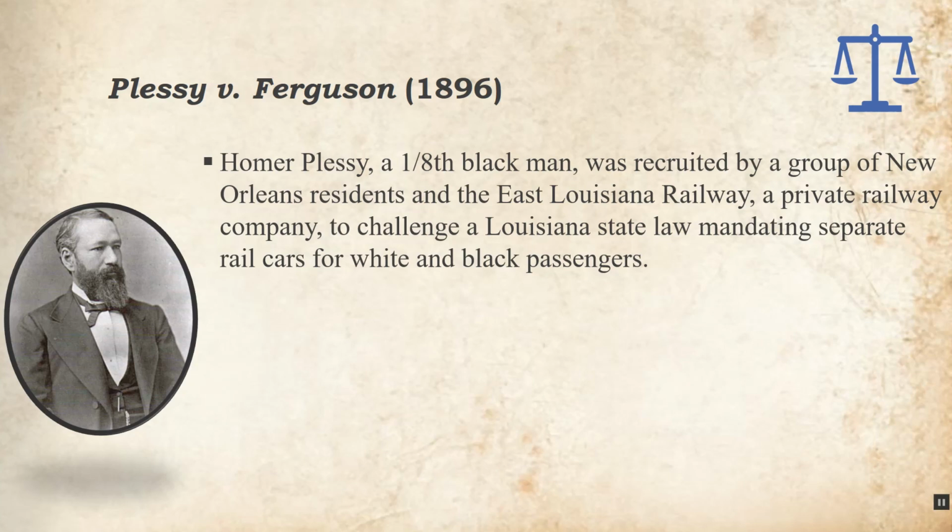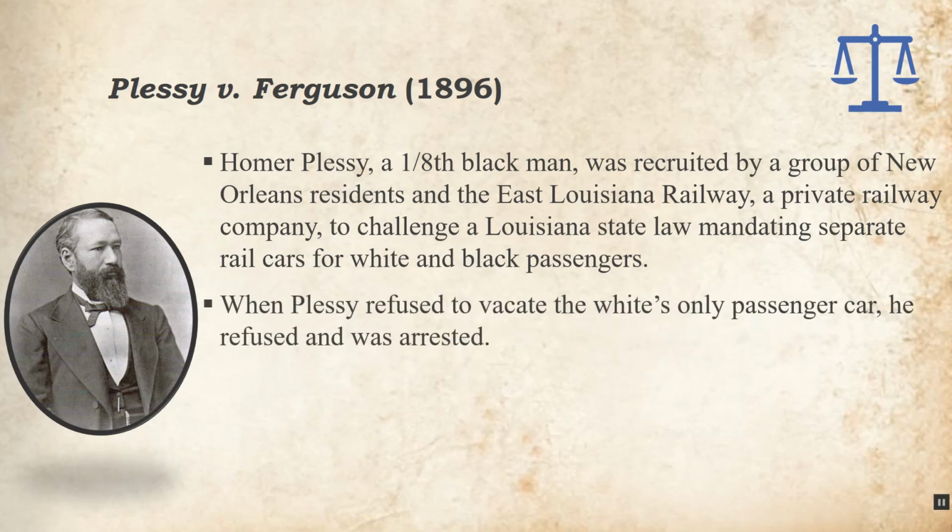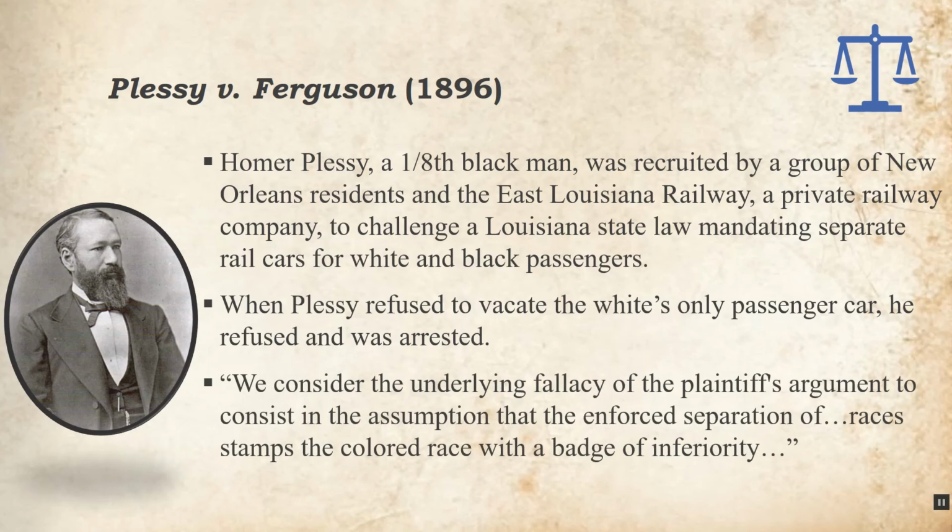And so they worked together with a group of citizens to convince a man who is 1/8 black, whose skin is lighter than mine, to board an all-white train car, even though he was 1/8 black, even though legally he was African American. Well, he got arrested when he refused to vacate the white-only passenger car, and so he filed a lawsuit. This goes to the Supreme Court, and the Supreme Court creates a legal fallacy. It creates a legal myth called the separate but equal doctrine.